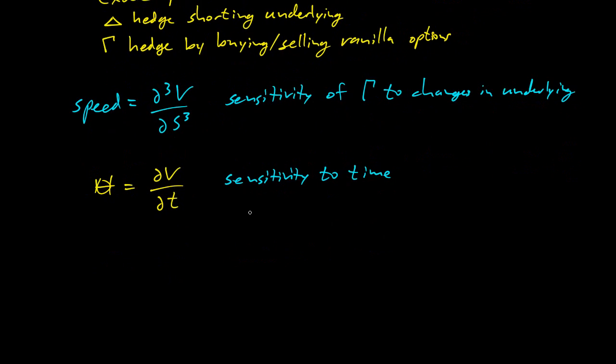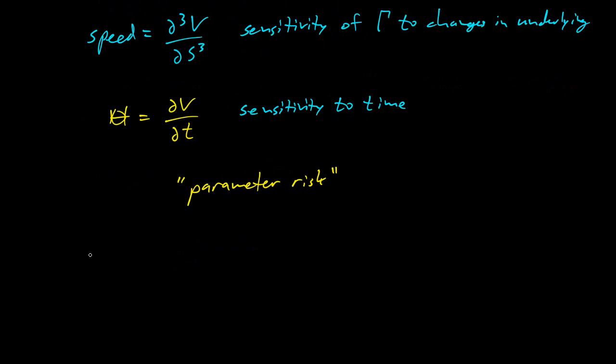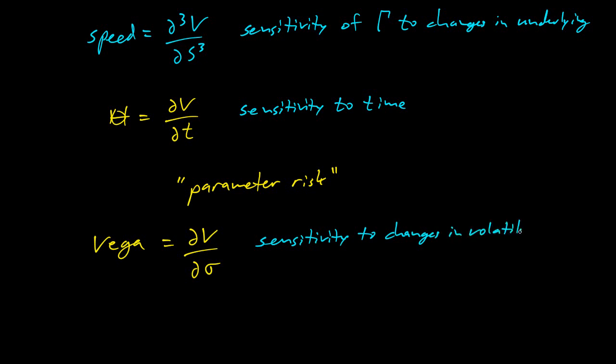All right, now we have another section. I think of this as parameter risk. So first we have vega. This is definitely not a Greek letter, but vega is the change of V with respect to volatility. So this is the sensitivity to volatility. This is a little bit weird because the volatility is a parameter of the Black-Scholes model, so you can't really take the derivative with respect to it and have it be that meaningful. But if we don't think about that too much, we can see that if you change the volatility, the value of the option right now changes.